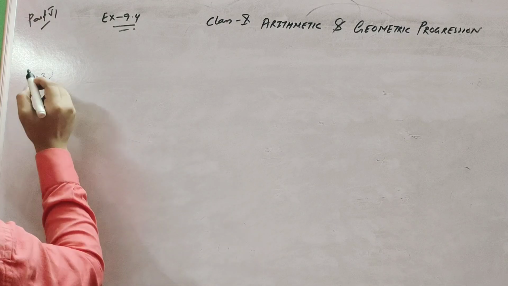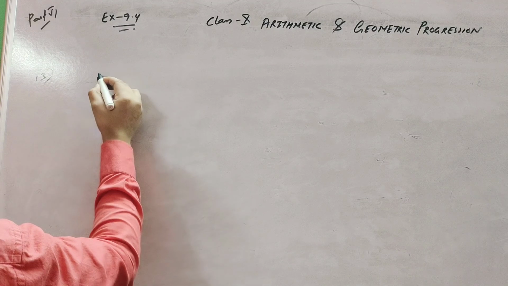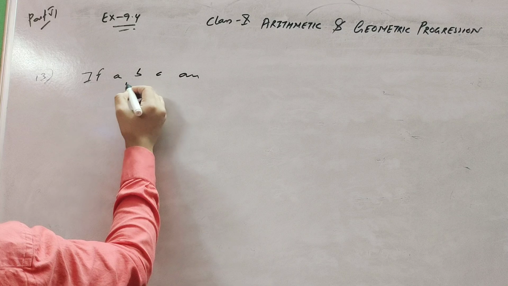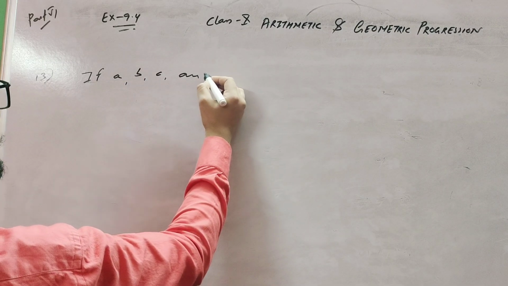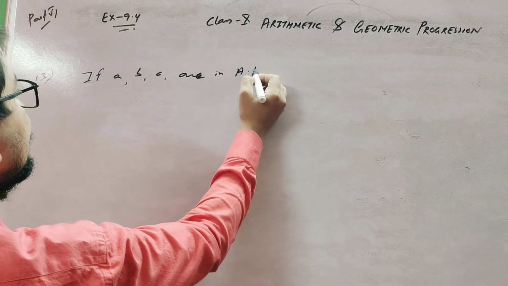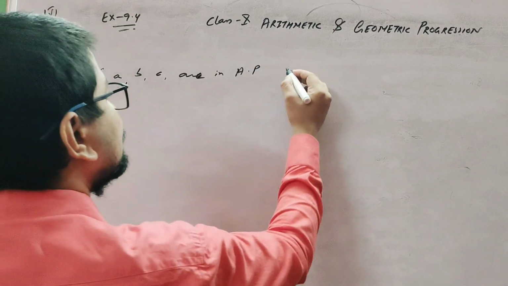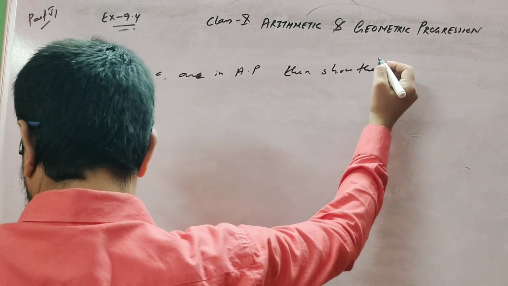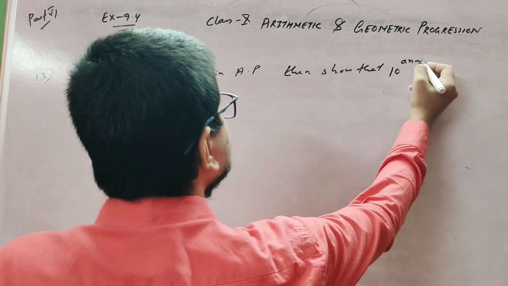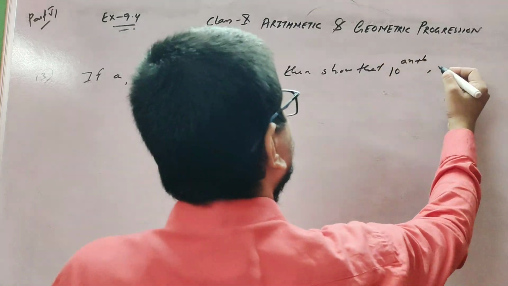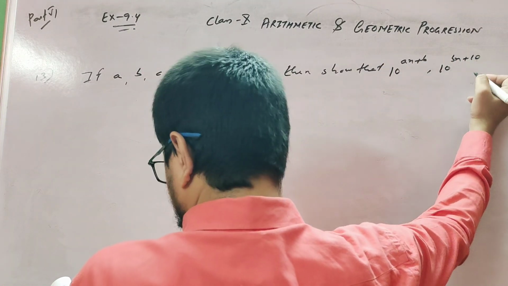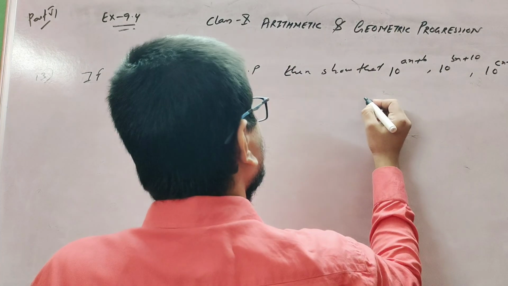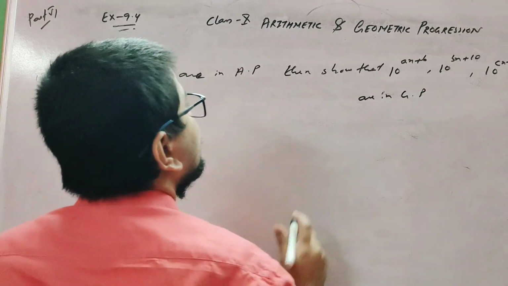Question number 13. If A, B, C are in AP, then show that 10 to the power ax plus 10, 10 to the power bx plus 10, 10 to the power cx plus 10 are in GP.